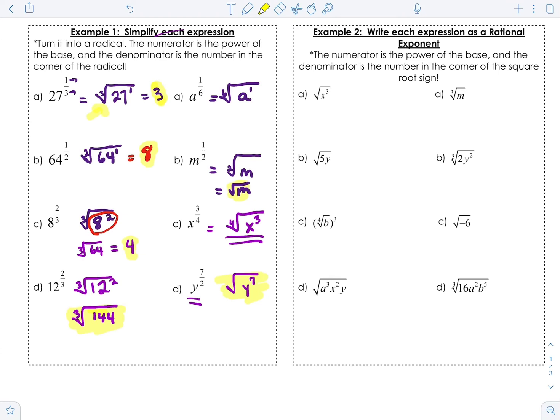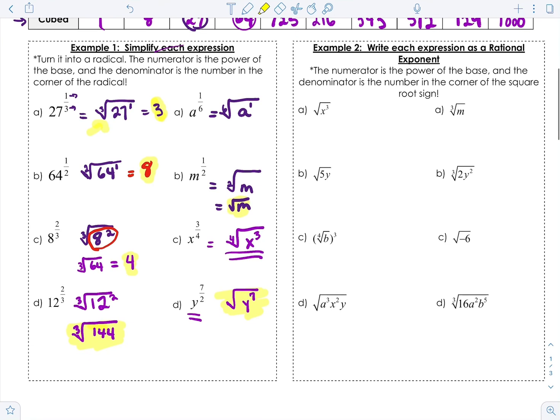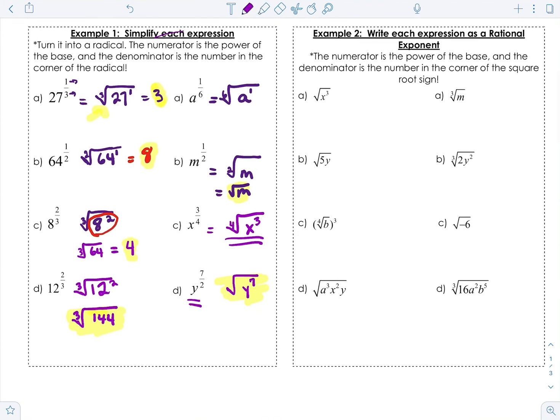All right. So over here on the right, it can look complicated because we're given the radical and we have to change it to a rational expression. All right, so we're going to go through this quickly just so that this doesn't last too long. We have the square root of x cubed. So if we're turning this into a rational expression, we write our base of x. Our exponent we know is 3, and we divide that by our index, which is not given, so that means it's 2. So that's x to the 3 halves.